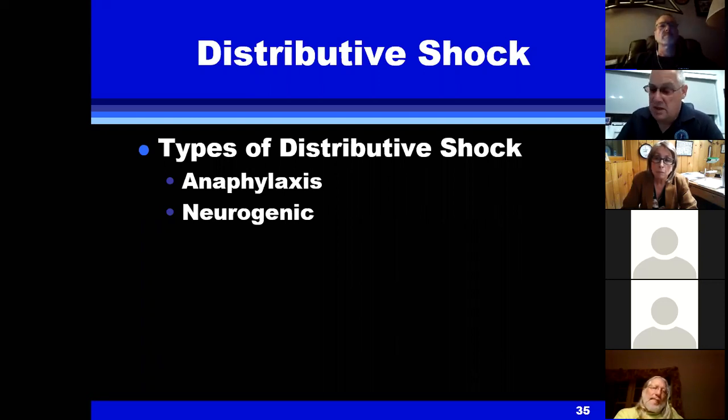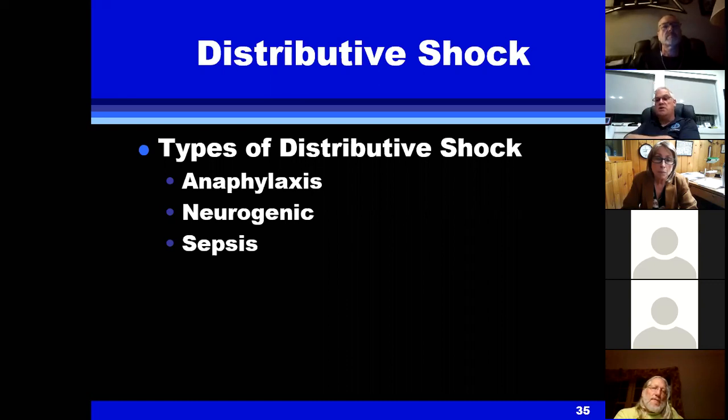Now, let me just do sepsis, and I'll explain to you why we call it the distributive one. We know that sepsis is when a person has gotten an infection that has made it into the bloodstream, and the toxins that are released by the infection in the bloodstream cause that vasodilation to occur.